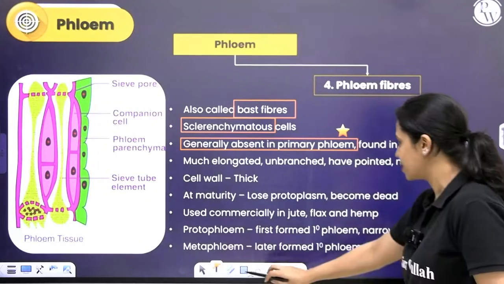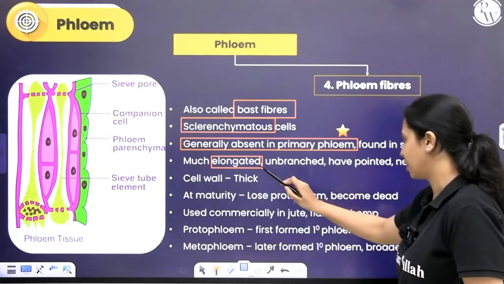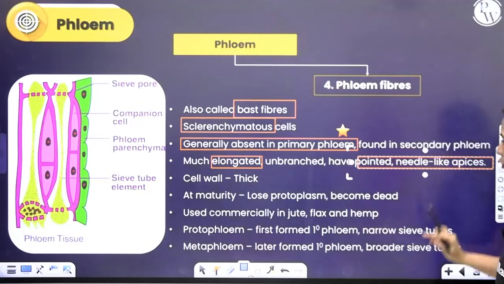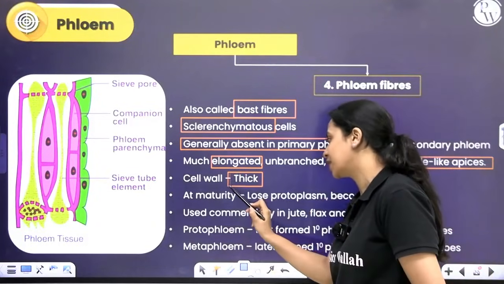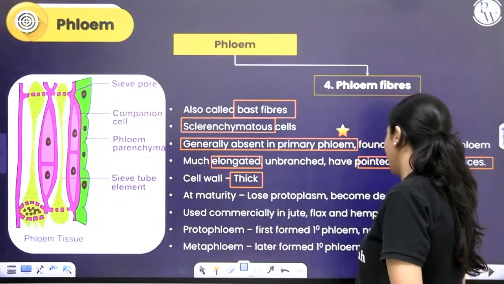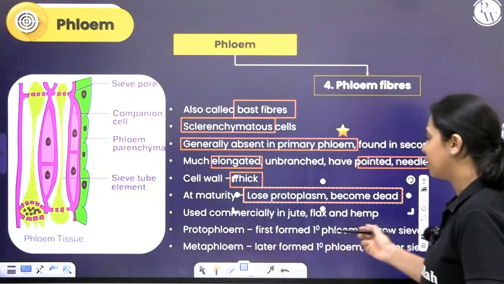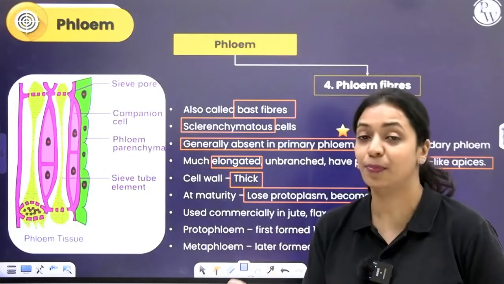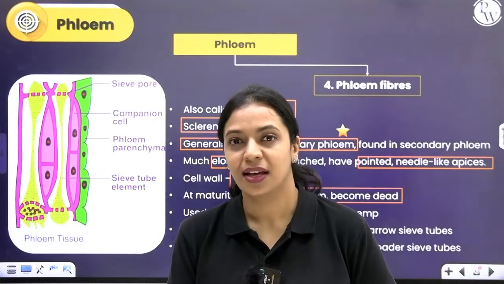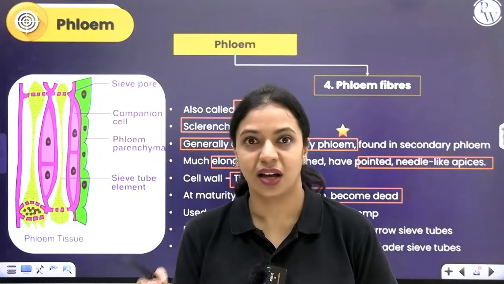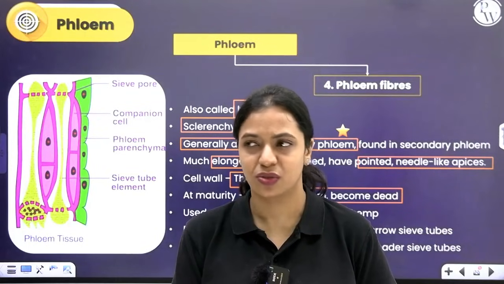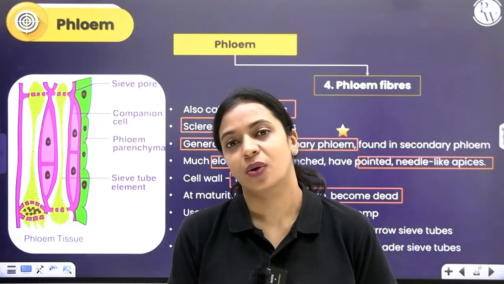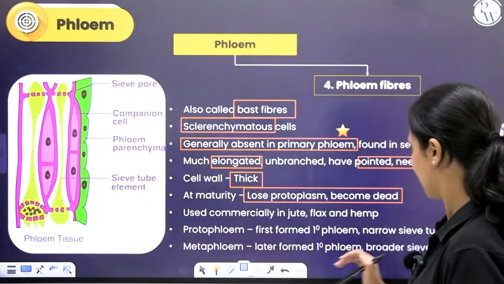Phloem fibers, as always, will be elongated if it's a sclerenchyma fiber, and they will have pointed needle-like apices. They have tapering ends for sure. The cell wall always will be thick since this is sclerenchyma. They will become dead at maturity. Commercially, phloem fiber is used. Jute, flax and hemp. These fibers are obtained from plants. They make jute saris, jute bags, jute pencil pouches, jute cases for mobile and all of that, right? So that is obtained from the phloem fiber itself.